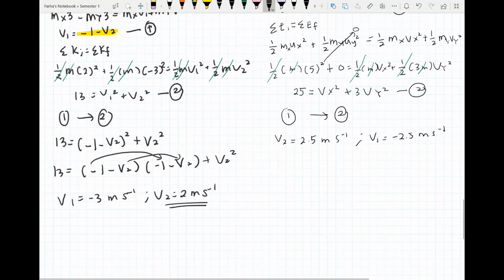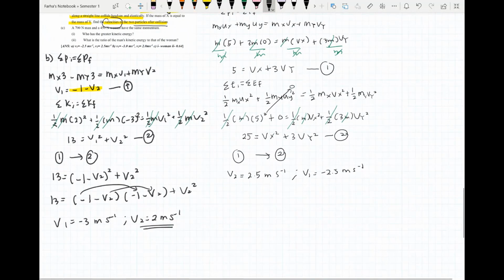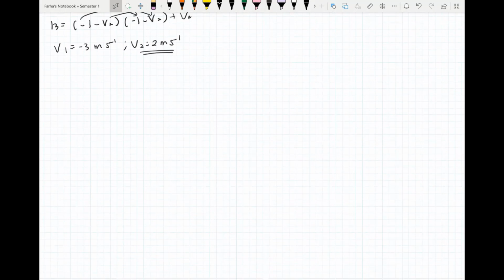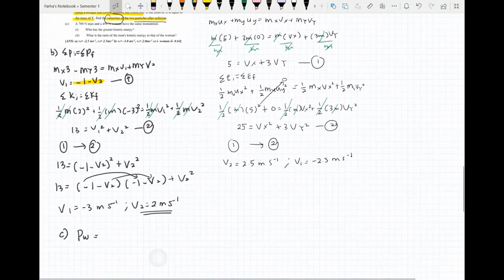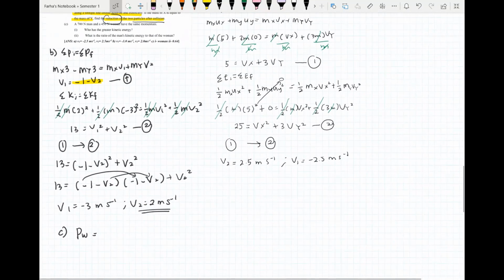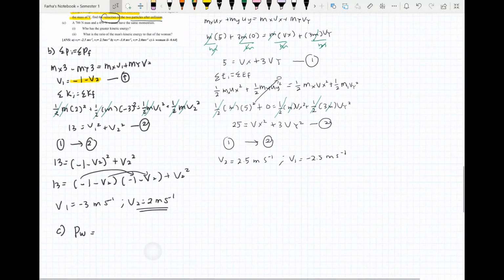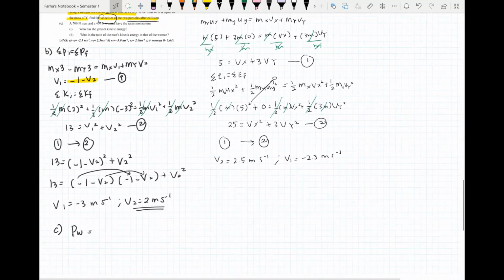Okay, B. Dan untuk C, okay, a 700 Newton man and 450 Newton woman have the same momentum. Who has the greater kinetic energy? Okay, so kita nak cari ratio untuk soalan ni. Okay, kita boleh gunakan C. Yang itu kita tahu momentum woman. Kat sini kita kena samakan because dimension same momentum. Dan siapa lagi tinggi kinetic energy? Dan seterusnya, what is the ratio of the man kinetic energy to that of the woman?